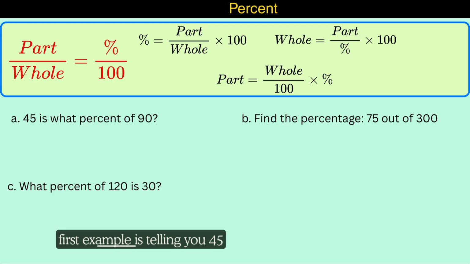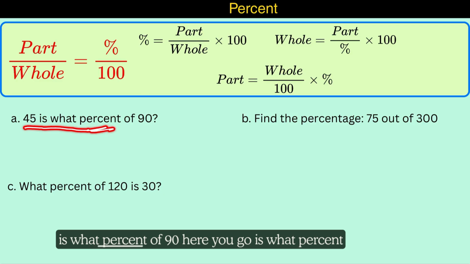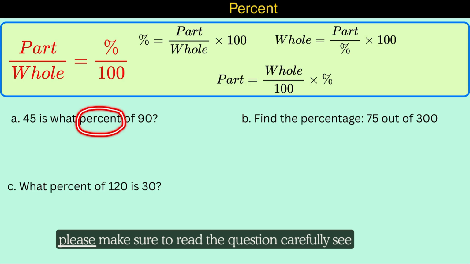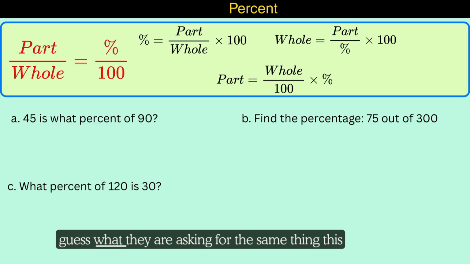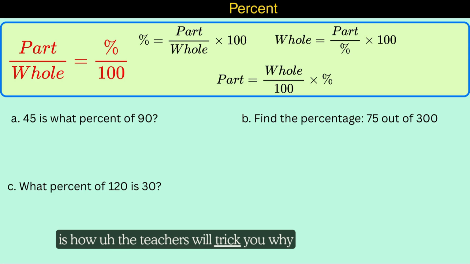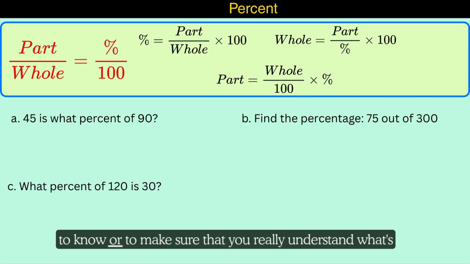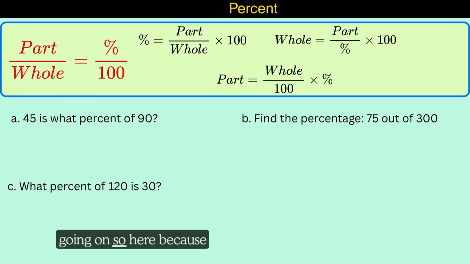The first example is telling you 45 is what percent of 90? Here you go. Is what percent? Please make sure to read the question carefully. See, this question here, this question, they are different, but guess what? They are asking for the same thing. This is how the teachers will trick you. Why? To make sure that you really understand what's going on.